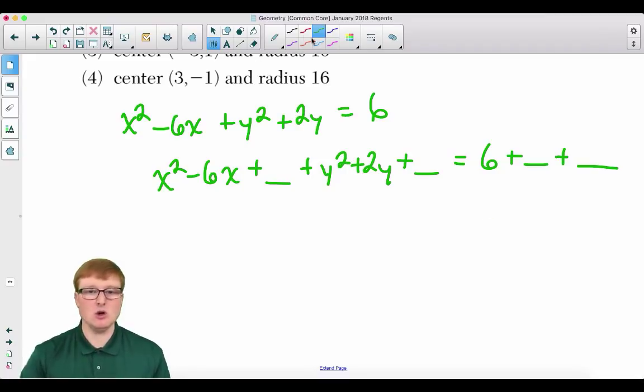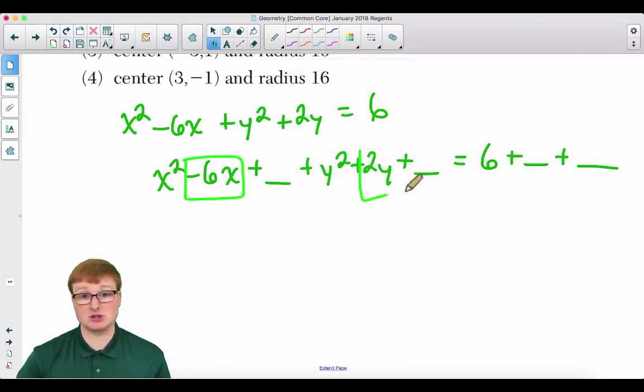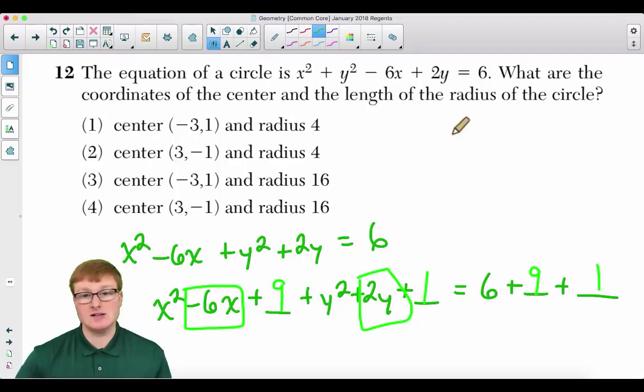So all we need to do in this case is take half of the middle terms and just square them. So half of negative 6 is negative 3. Negative 3 squared is 9. Half of 2 is 1. 1 squared is 1. And then just put them over here. Again, that is found by using the formula b divided by 2 squared. Half the middle term, and then you square it.